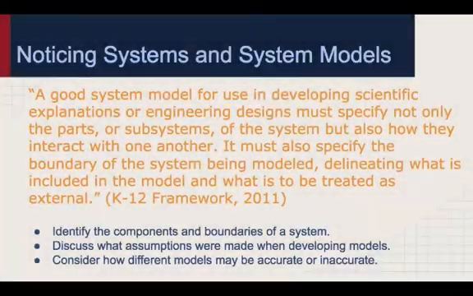A good system model for use in developing scientific explanations or engineering designs must specify not only the parts or subsystems of the system, but also how they interact with one another. It must also specify the boundary of the system being modeled, delineating what is included in the model and what is to be treated as external.